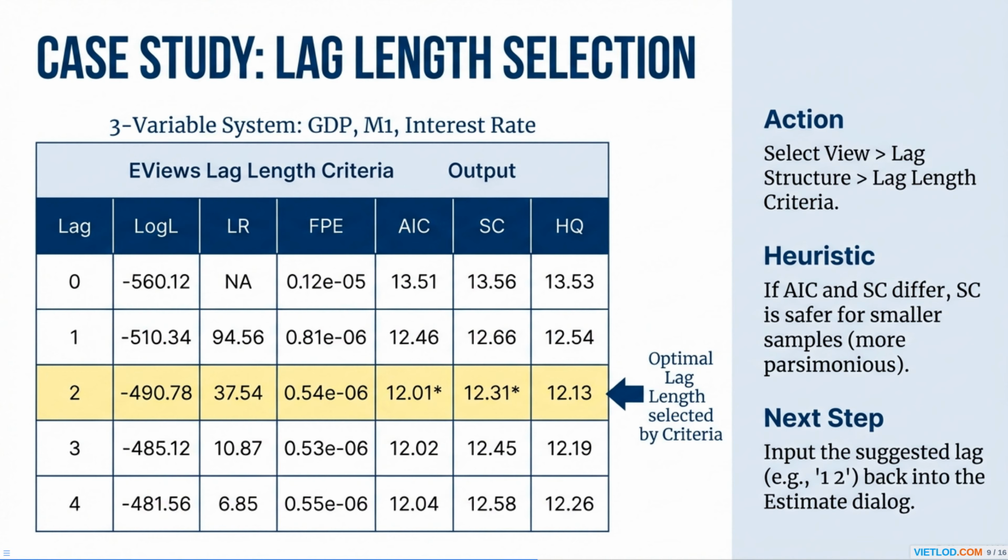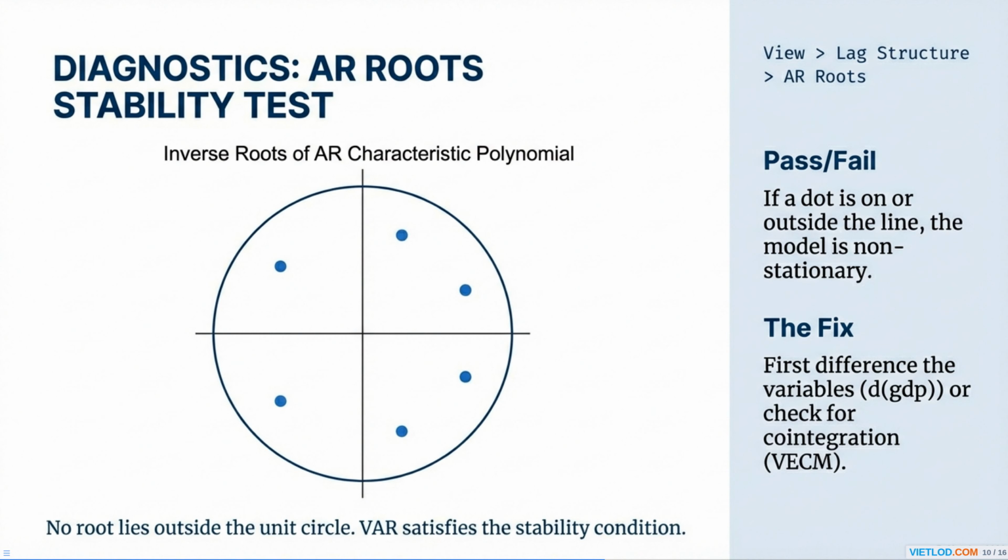A crucial heuristic to remember is that if the AIC and SC criteria differ, the Schwarz criterion, or SC, is generally considered safer for smaller samples because it is more parsimonious, meaning it favors simpler models. The next step, once an optimal lag is identified, is to input the suggested lag, in this case 2, back into the VAR estimate dialog to refine your model specification.